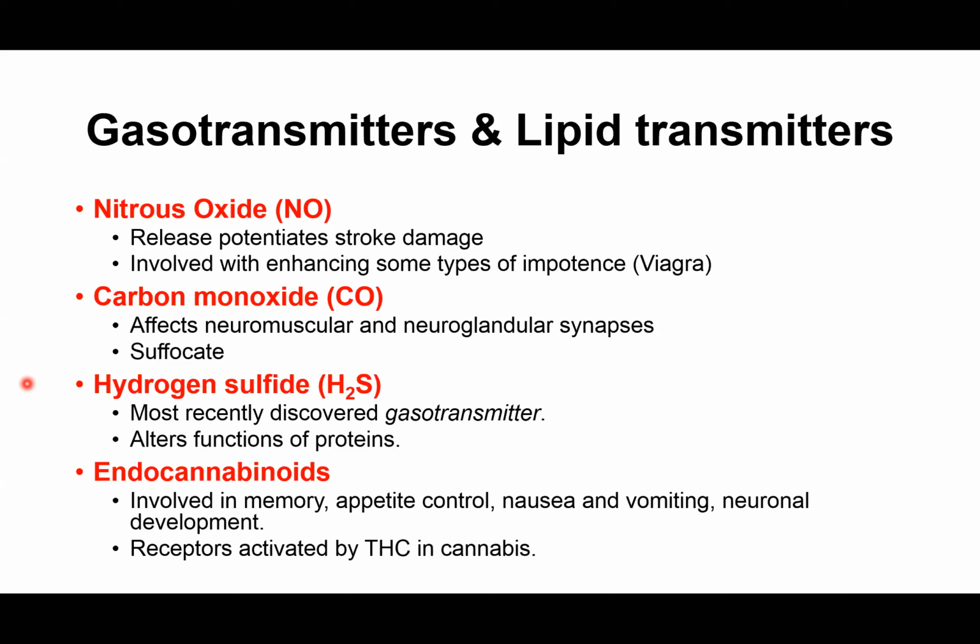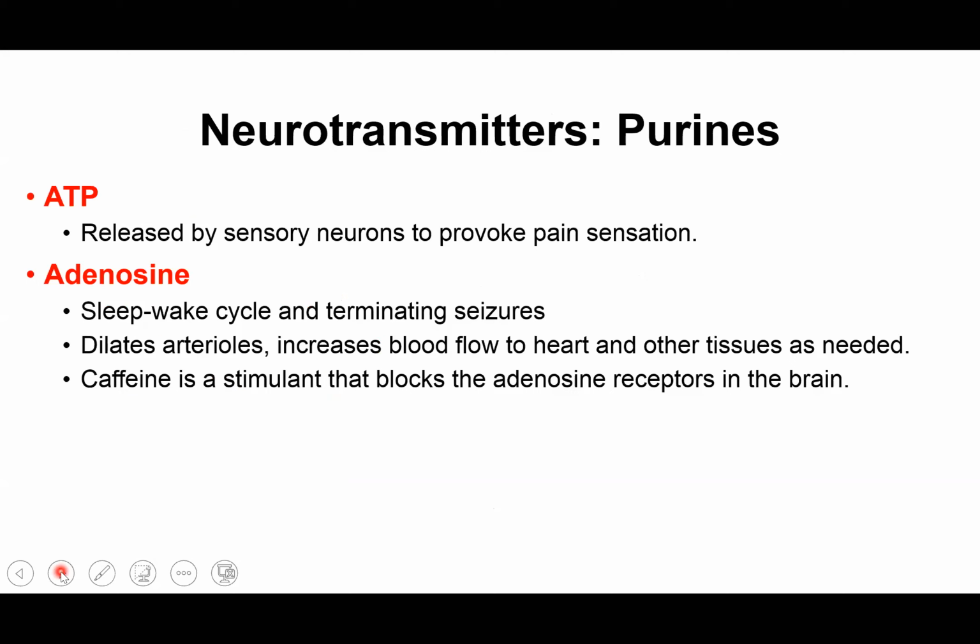The lipid transmitters in this class would be things like endocannabinoids, which are involved in memory, appetite control, nausea, vomiting, and also neuronal development. And the endocannabinoid receptors are actually activated by THC that's in cannabis. Finally, the last chemical class here are purines. And so with this chemical class, we have things like ATP.